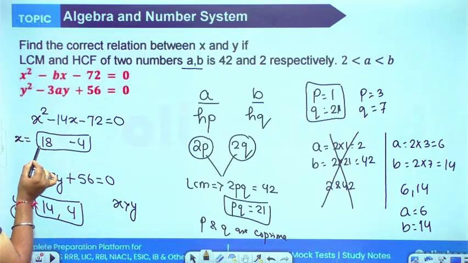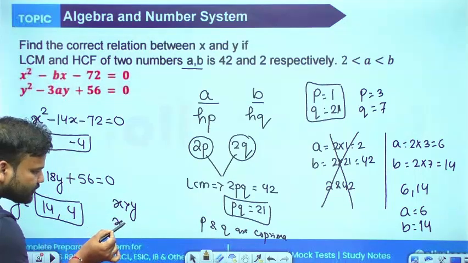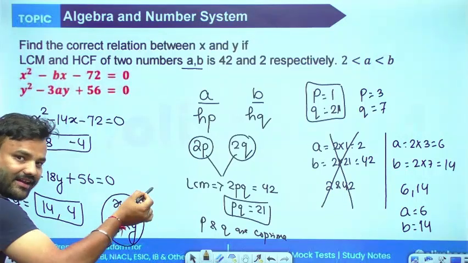The value of 18 is more as compared to both the numbers. But minus 4 is less than both the numbers. So x is less than y. See, the sign is reversing. x is greater than y, x is less than y.